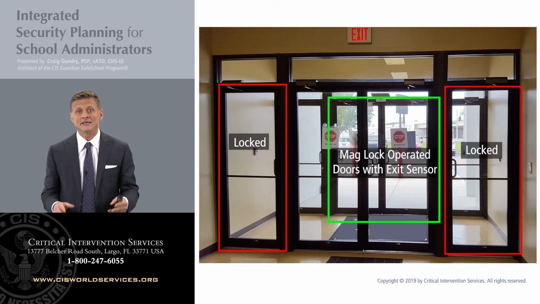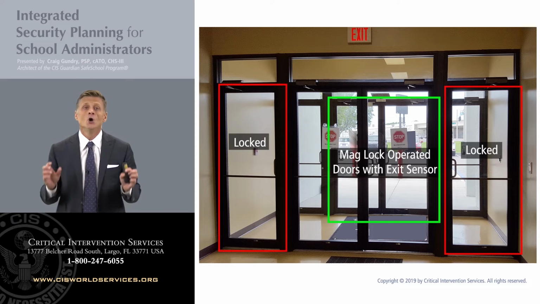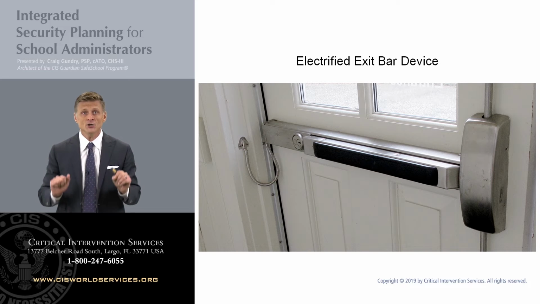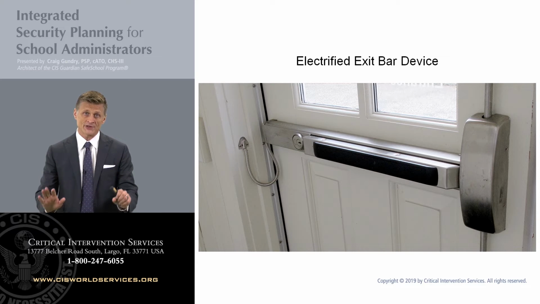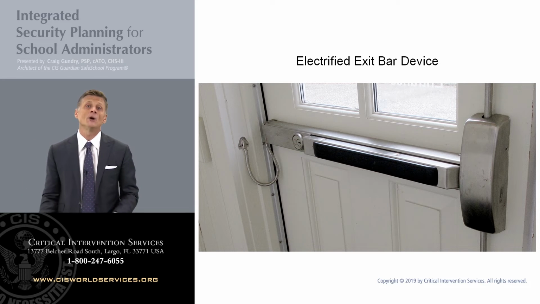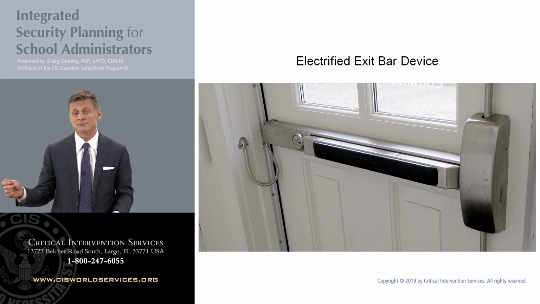Now, what I recommend is utilizing several alternative hardware choices. One is the use of an electrified exit bar device. These function like mechanical exit bars. They can be pushed from the inside, thus they do not have to fail safe during fire alarms. But they can then be also operated by the access control system. So badge readers will then unlock them.